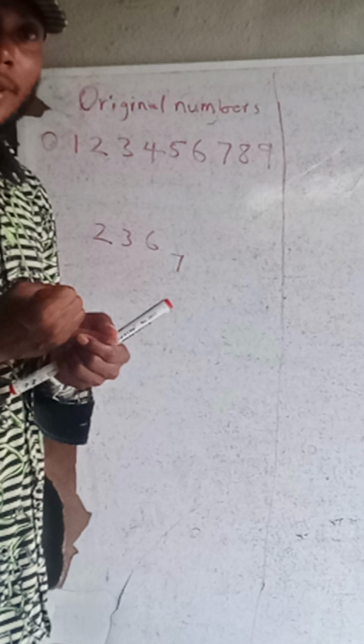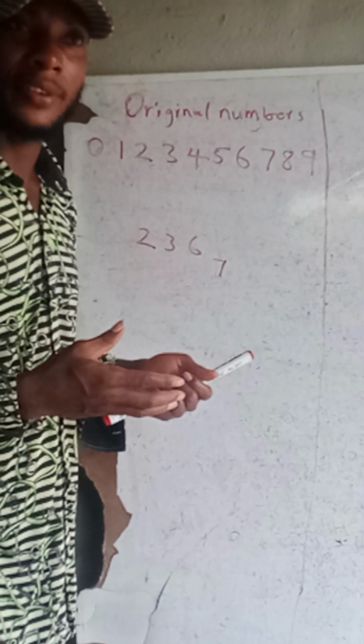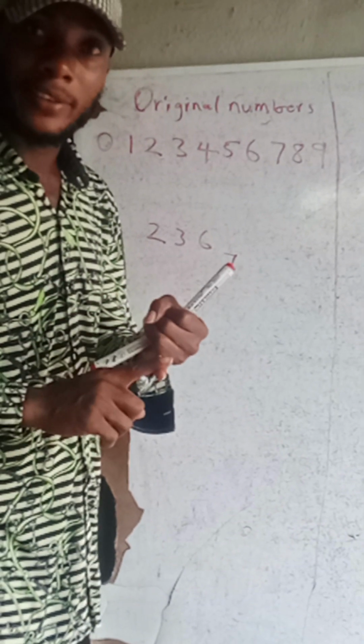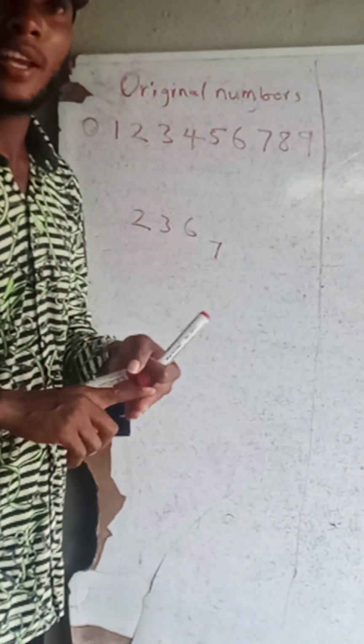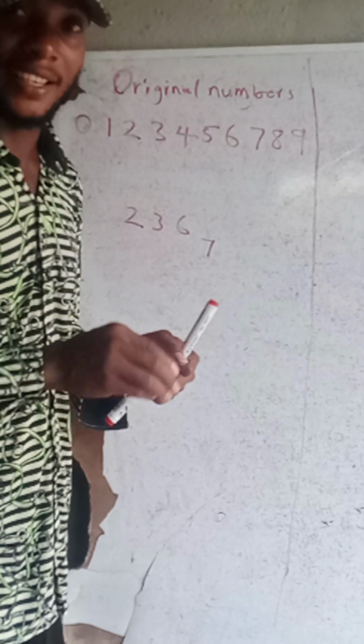So addition, subtraction, division, and multiplication of numbers, even in your computers, your calculators, your laptops, everywhere, whatever you do, they are computed based on base 10.